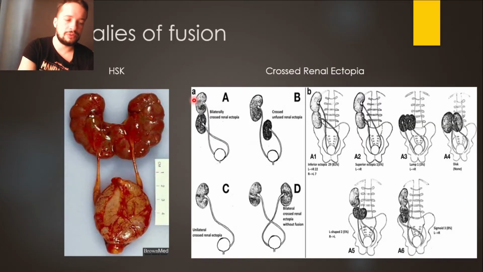Anomalies of fusion. The first is called Horseshoe Kidney. In Horseshoe Kidney, or HSK, the two lower poles of the kidney are joined in the midline by tissue called the isthmus.